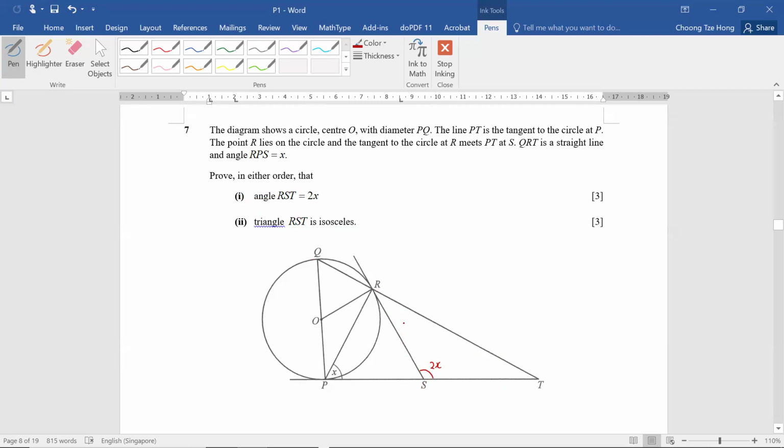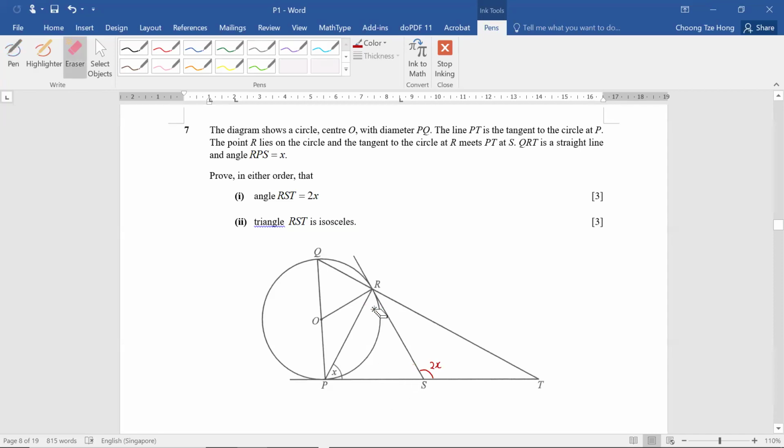They want us to show that RST is 2x. We already have one angle inside the triangle PRS, and angle RPS is x. So let's think about whether we can find other angles inside the triangle. Why do I want to find another angle inside triangle PRS? Because as long as I can find one more angle in the triangle, then we'll be able to get RST already.